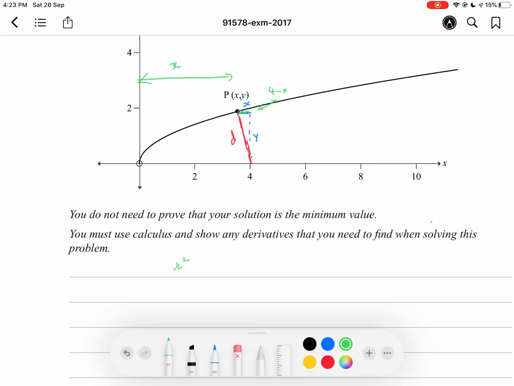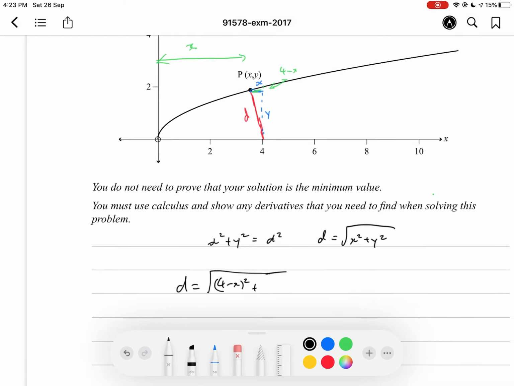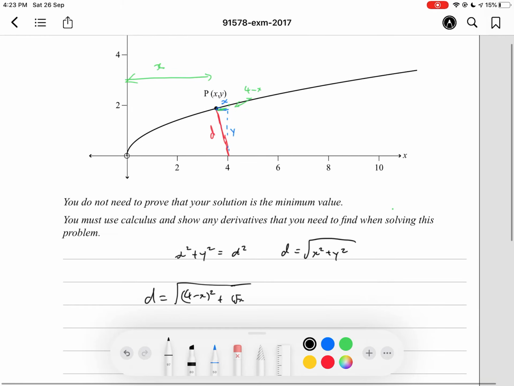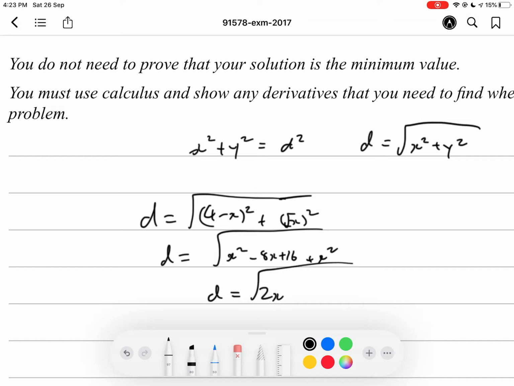So therefore (4 minus x) squared plus y squared equals d squared. d equals the square root of (4 minus x) squared plus y squared. In this case y squared is the square root of x, squared. Therefore d equals the square root of x squared minus 8x plus 16 plus x squared. So therefore d equals the square root of 2x squared minus 8x plus 16.